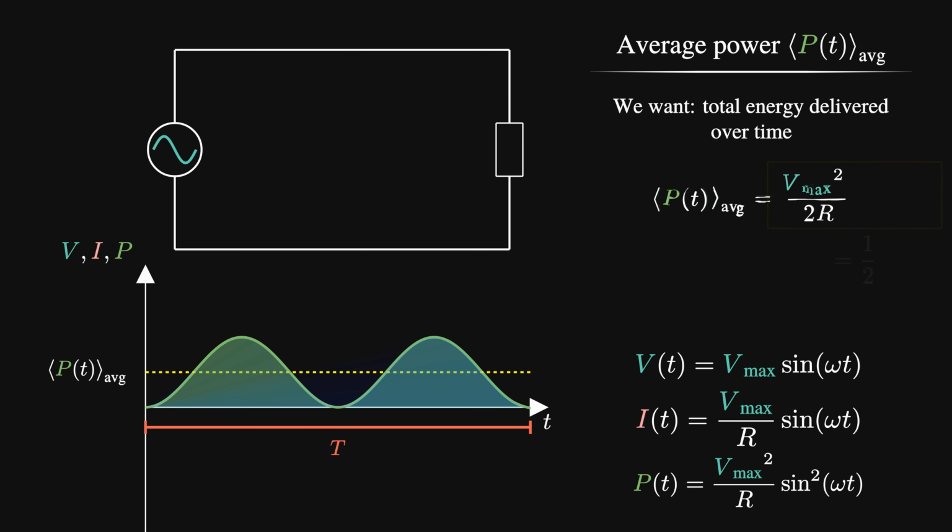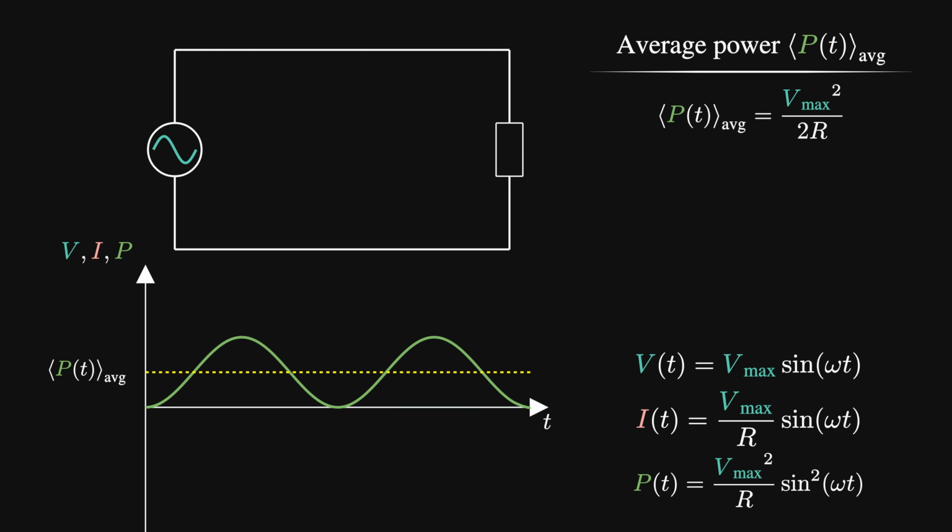So the average power is Vmax squared over 2R. This result is completely correct, but it's awkward. When working with DC circuits, we're used to writing power as P equals V squared over R. But here, we've picked up an extra factor of 1/2, which makes AC power feel different and not very intuitive. It means we can't use our DC circuit equations, which would simplify things greatly.